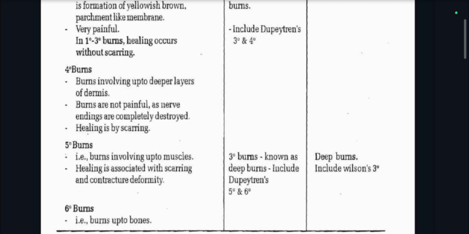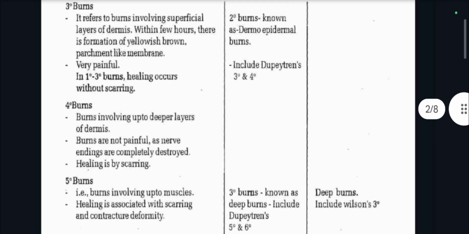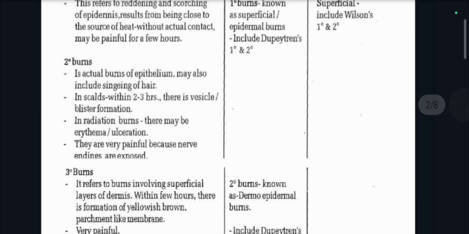What about 5-degree burns? Burns involving up to muscles. Healing is associated with scarring and contracture deformity. There is contracture deformity because of burning of muscles, and the healing is associated with scarring. What about 6-degree burns? Burns up to bones. So we learnt about 1st degree or primary, secondary, tertiary, quaternary, 5-degree and 6-degree.